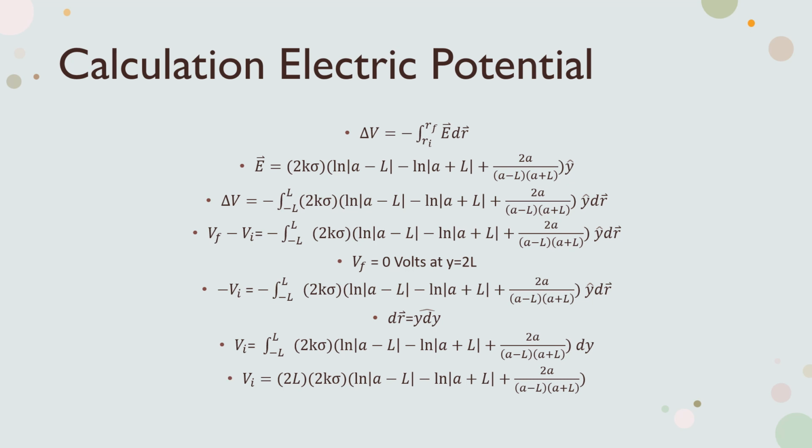Then I knew that dr was equal to y hat dy, and that when y hats multiply together, it would equal 1, so then we're just left with dy. So then I got V, the electric potential initial, is equal to the integral from negative L to L of 2k sigma ln of a minus L minus ln of a plus L plus 2a over a minus L times a plus L dy. Then after solving this integral, I got that the electric potential is 2L times 2k sigma ln of a minus L minus ln of a plus L plus 2a over a minus L times a plus L.